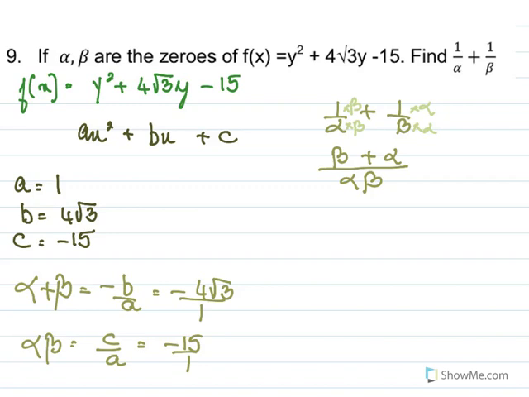So let's put the values here. Alpha plus beta, we put the value of alpha plus beta, minus 4 root 3. Alpha beta is minus 15. So the answer is 4 root 3 over 15.